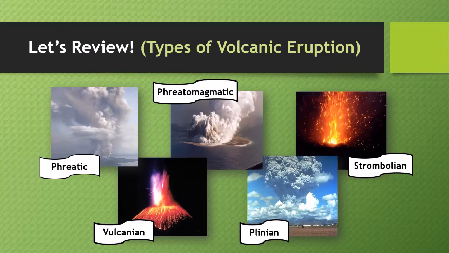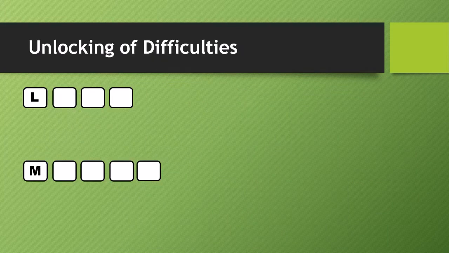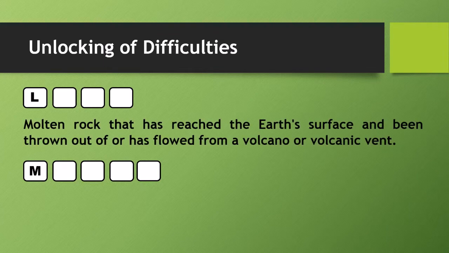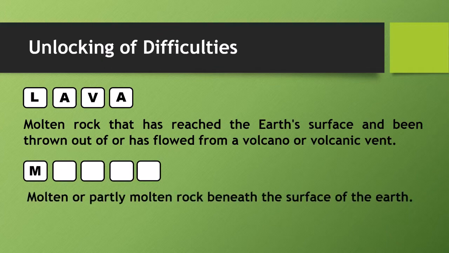Now let us move on to our main topic. At this juncture, let us have a simple activity about unlocking of difficulties. Can you guess our first word? The clue is, it is a molten rock that has reached the Earth's surface and been thrown out or has flowed from a volcano or volcanic vent. Very good, this is a lava. How about our second word? Our clue is it is a molten or partly molten rock beneath the surface of the Earth. Very nice. This is what we call the magma.